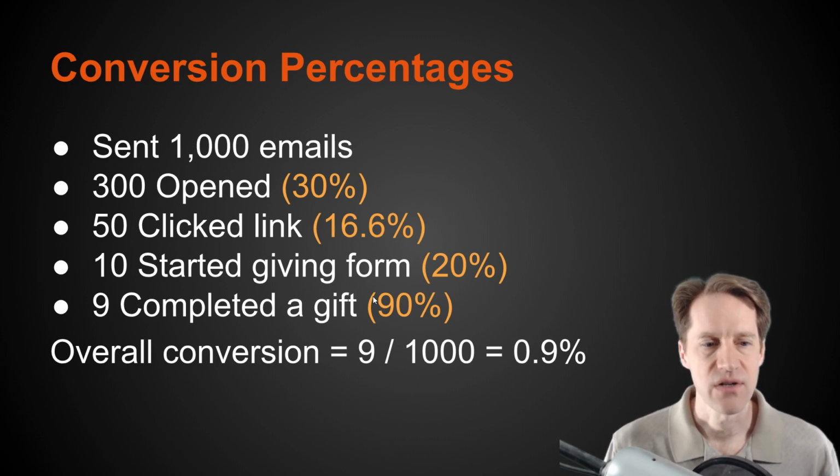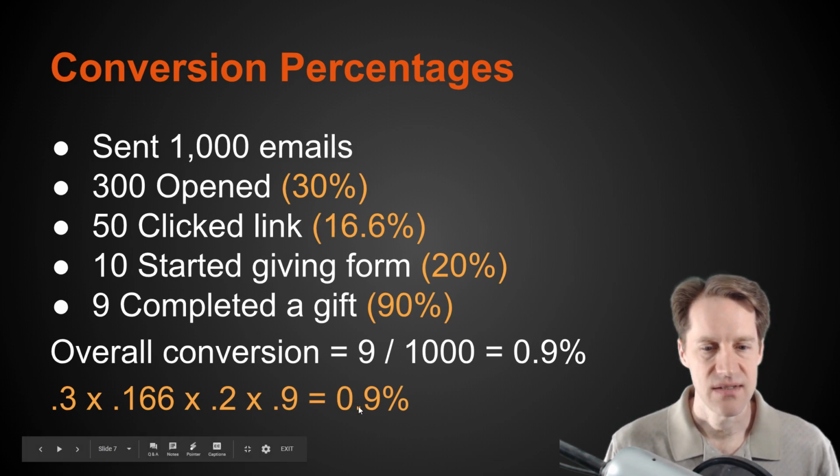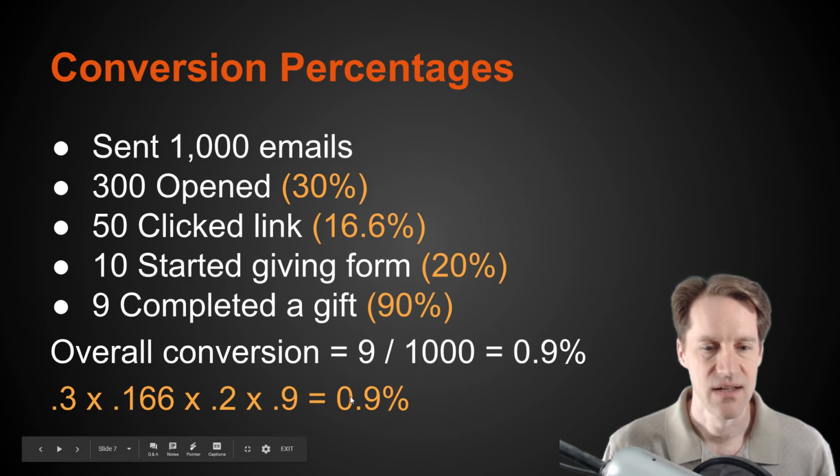So your overall conversion rate for this email solicitation is the number of gifts, 9, divided by the 1,000 emails, and then to get a percentage, you need to multiply it by 100. With 9 people out of 1,000, that's a 0.9% conversion rate. So that's your conversion rate. And you can actually break this down by steps too. You take this 30% times this conversion rate times this conversion rate times this conversion rate to give you 0.9%, your overall conversion rate.